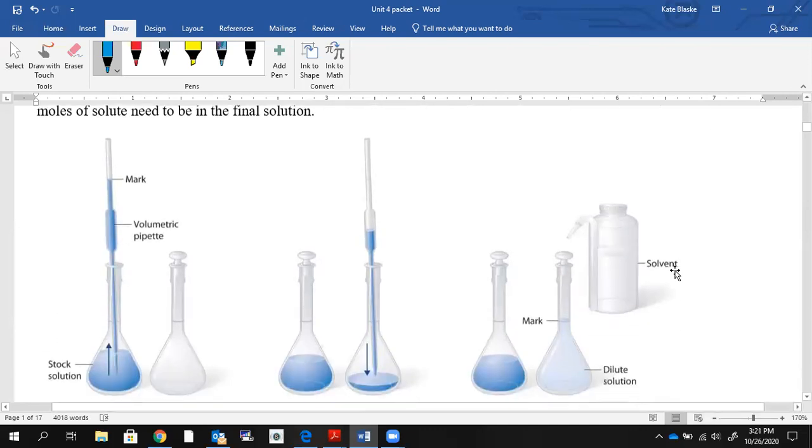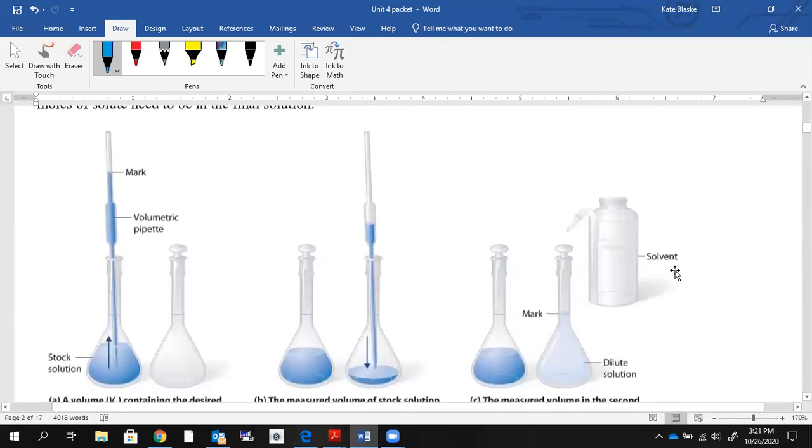We can also make a solution by diluting a more concentrated solution. So when I get chemicals delivered to me, especially things like acids, they come as a very concentrated solution because it's easier to transport, and it's easier to store. It takes up less space.